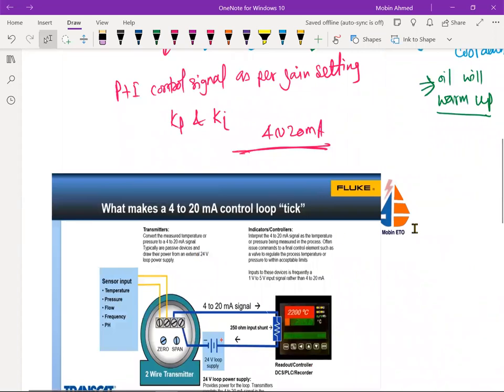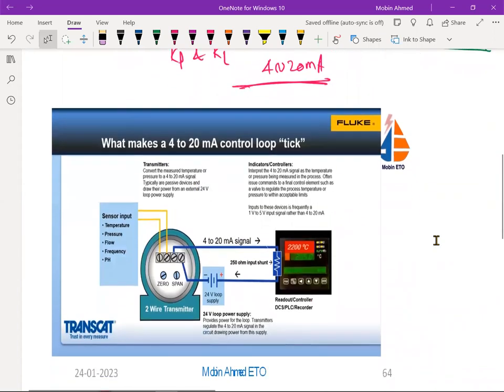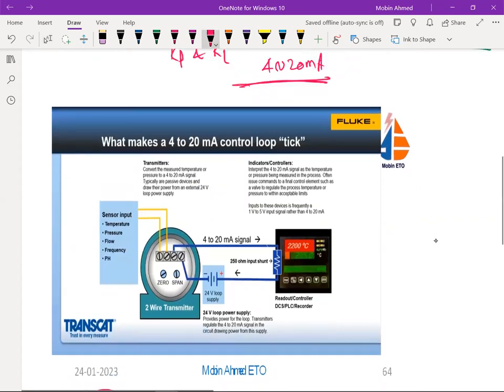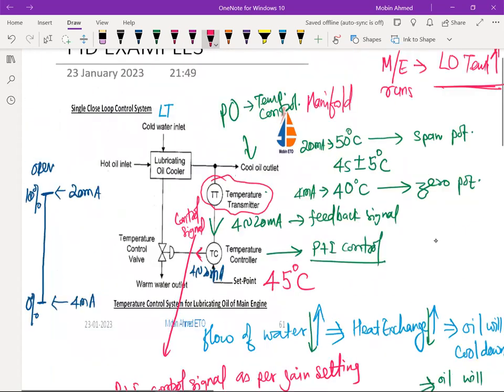So now, if you see here, this is the 4 to 20 milliampere control loop. Yesterday I told you something here. If you remember, suppose we give a span or band from here to here, so this is 10 degrees centigrade. This is the proportional band, PB. So if we keep this PB, how do we adjust it?